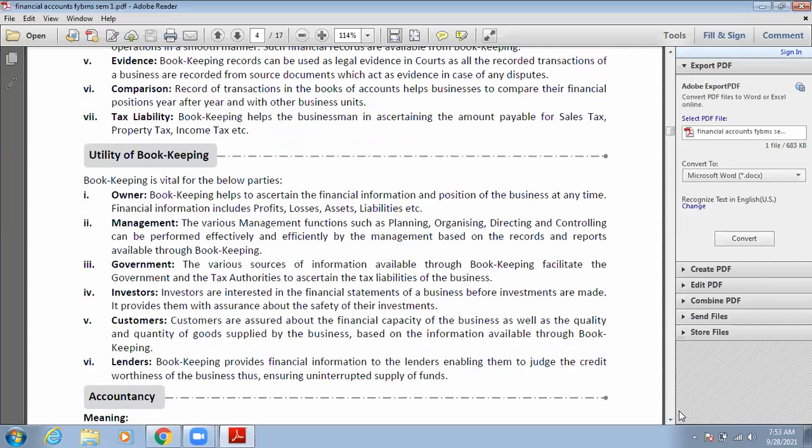Okay, so you can go through this. But I prefer, okay, see, this is, for example, utility. The first point is owner. So at least you can make the note. First point is owner, second point is management, third point is government. At least you can make the notes of this.